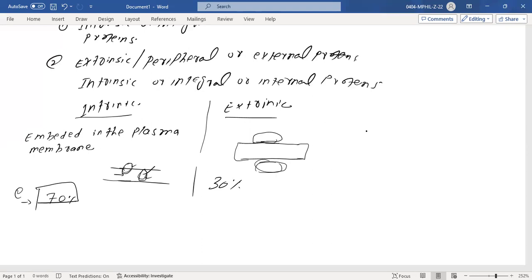Now you can also use another concept with this. They are firmly hydrophobically bound to the lipid bilayer. What do you mean by hydrophobically? Hydrophilic is something else, it's hydrophobic. It means that they are attached to the lipid bilayer firmly, hydrophobically bound with that.